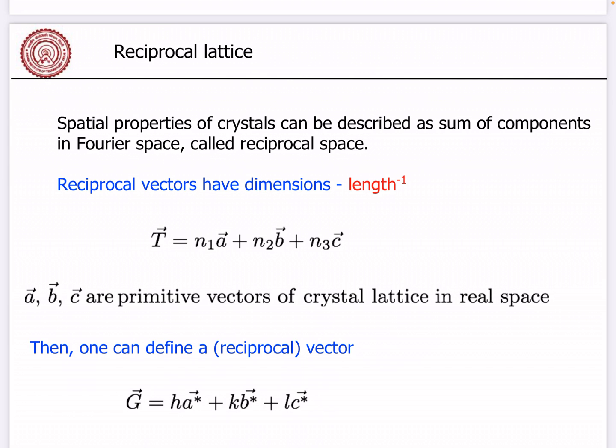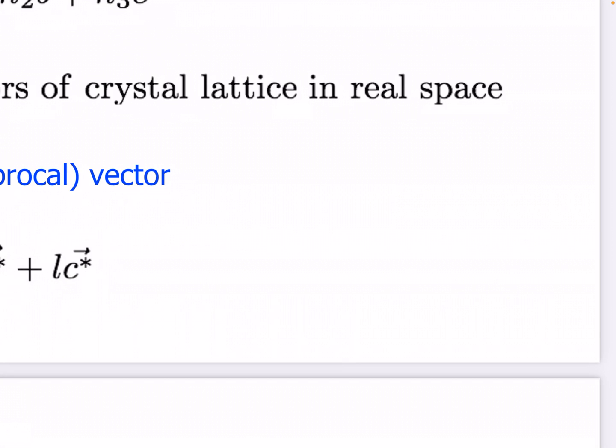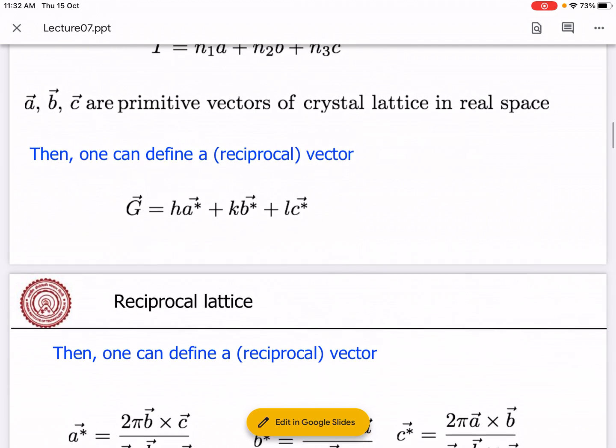Now if you have a direct lattice, which is governed by the translation vector T, where T equals n1 a plus n2 b plus n3 c, I'm sure you have studied these things, where a, b, c are the primitive vectors in real space, right? If you have a translation vector in the real lattice given by T, then one can define a reciprocal lattice vector in the reciprocal space, which is given by G equal to h a star plus k b star plus l c star, where a star, b star, c star, etc.